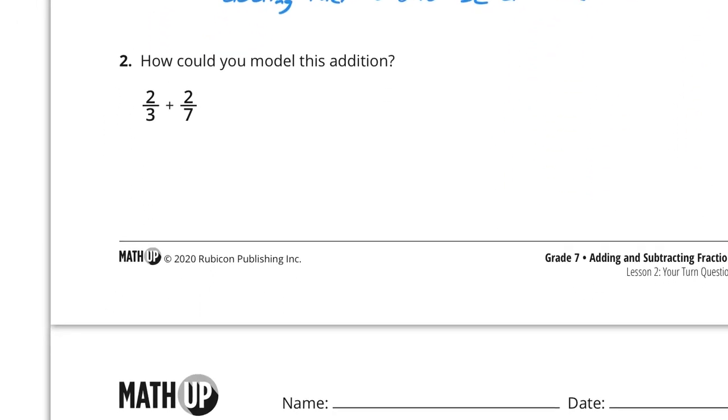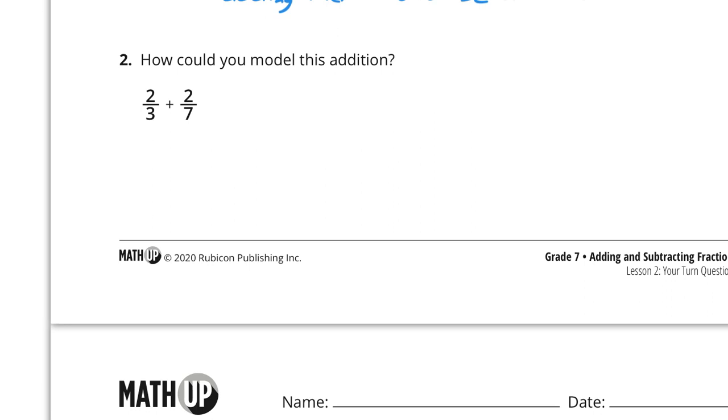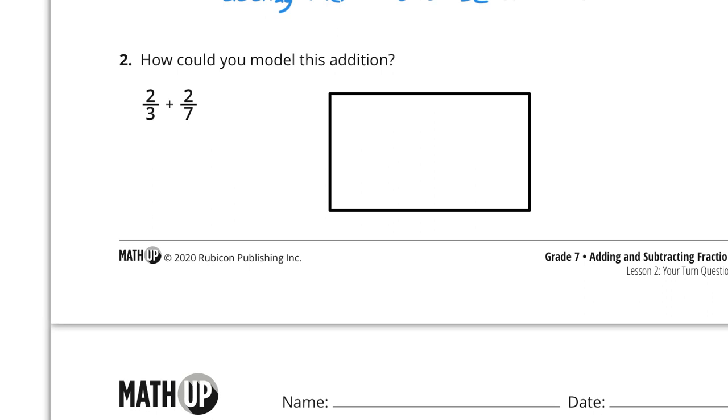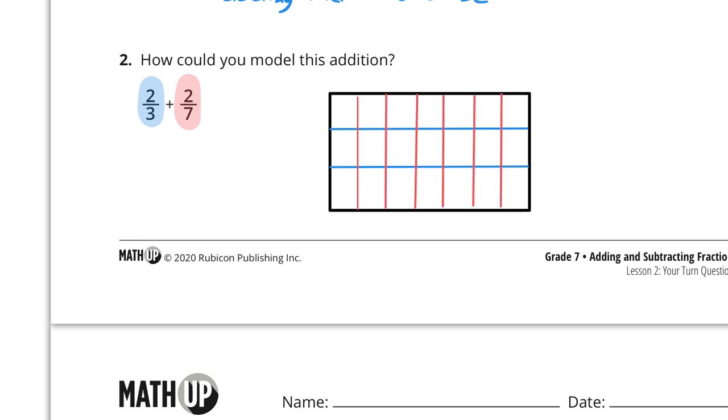Next it says, how could you model this addition? Well, I might model it like this. I've got a rectangle, and I'm going to show 2/3 in blue and 2/7 in red. Next, let's see what 2/3 would look like on here. There is my shape split roughly into 2/3, and here's my shape split roughly into 7ths.